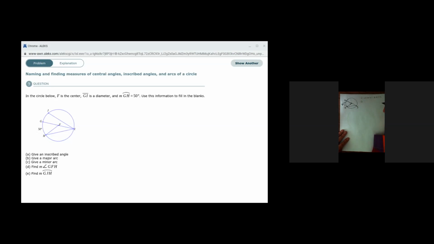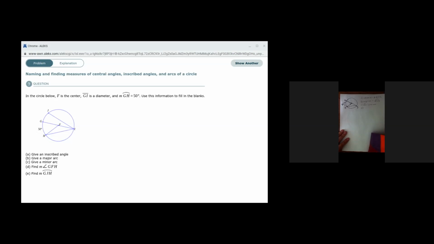All right, how about a major arc? Well, a major arc has to be bigger than 180 degrees. Oh, I see. We could say IHG is a major arc. Major arc, HIG. I think I said that backwards. How about a minor arc? A minor arc has to be less than 180. I know that guy's 50, so HG sounds like a minor arc to me.